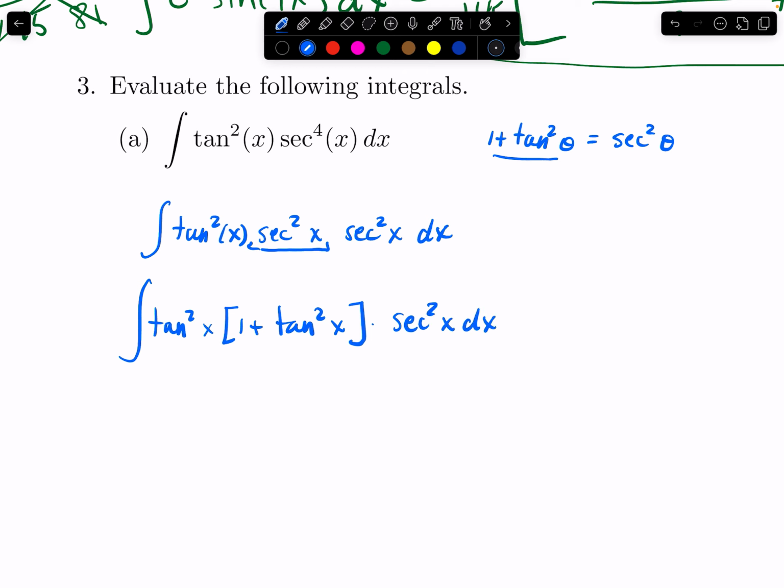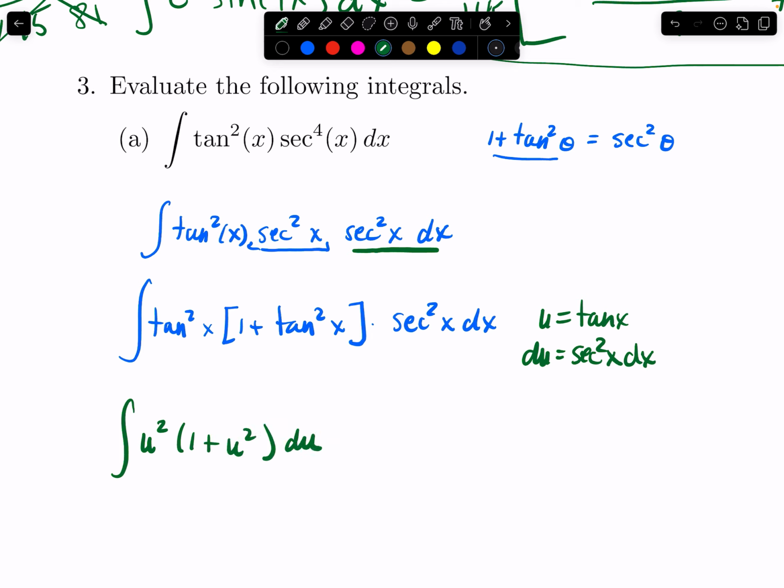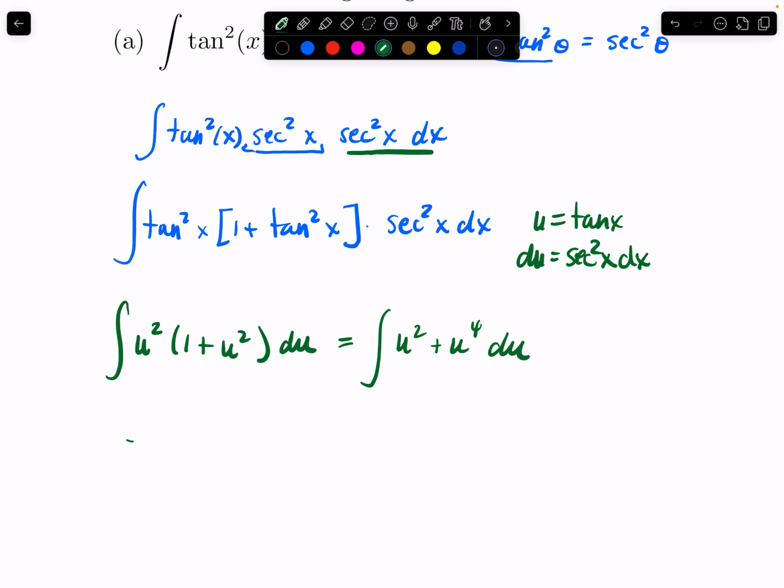And now we're going to do a u substitution on tangent. So if we let u be equal to tangent of x, then du is equal to secant squared x dx. That's why we saved that original secant squared. And then this becomes u squared times 1 plus u squared du. And if we do a little bit of algebra, u squared plus u to the 4th du, then it's just a nice power rule. So we end up with u cubed over 3 plus u to the 5th over 5 plus c. We always go back to our original variable.